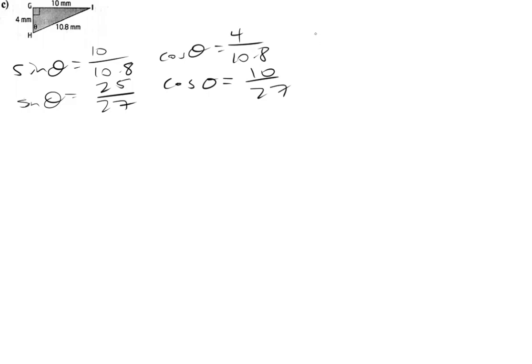Now if I take a look at tan theta, I'm going to get opposite over adjacent, or in this case, if you reduce it, 5 over 2. So these are your three ratios.